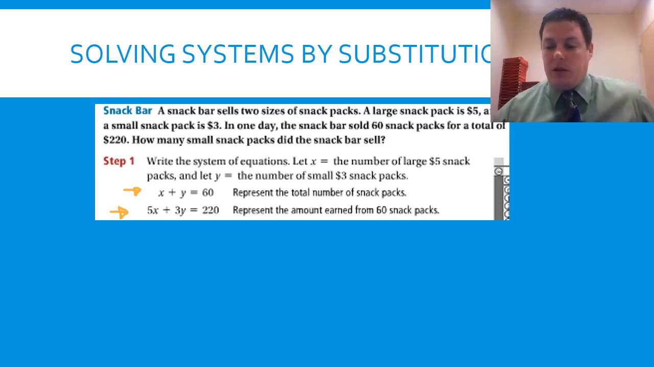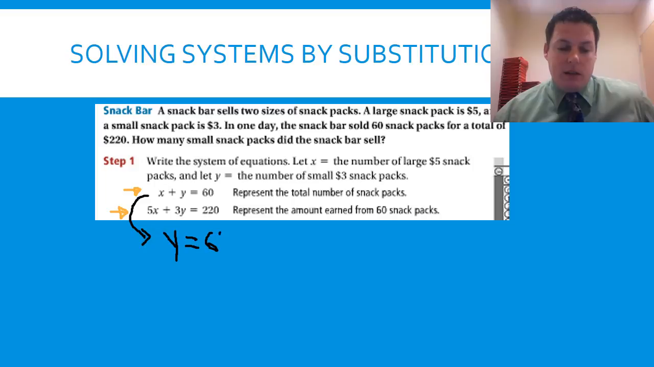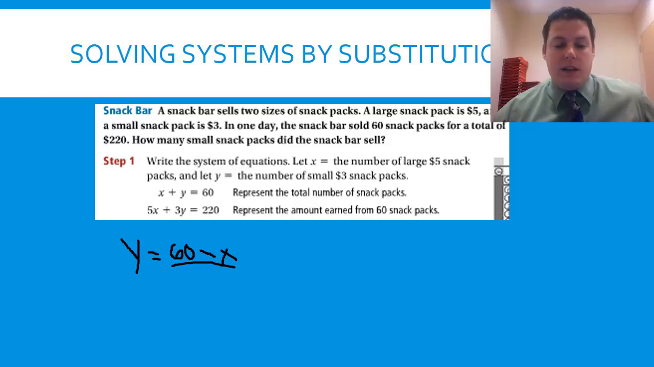So let's start with the simpler equation in order to get y by itself. Well, x plus y equals 60. All we have to do is subtract x from both sides there. So now we have y equals 60, y equals 60 minus x. We're going to take this, plug it into y there, and we're going to rewrite that equation.